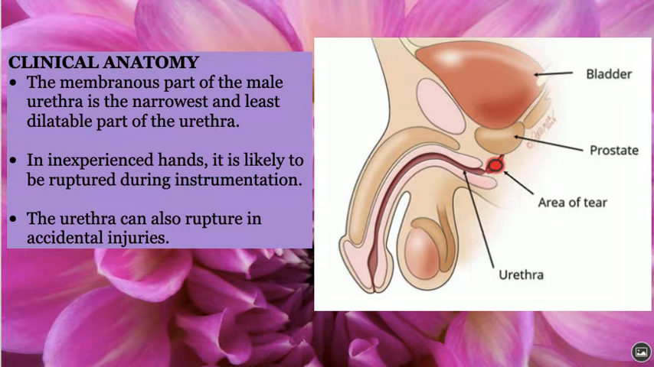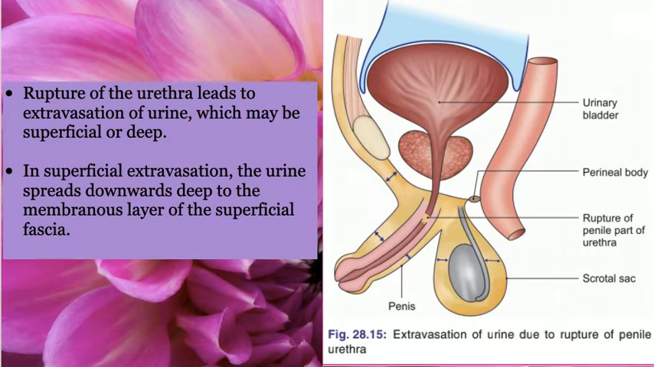Okay, so coming to a very important topic, that is the rupture of the membranous urethra. You can see that the membranous part is the narrowest and the least dilatable part of the urethra. In case of rupture during instrumentation, that is the placement of a catheter, and these injuries can also happen secondary to pelvic fractures. If there is rupture of the penile part of the urethra, the parts of the urethra we'll talk further on, this can lead to extravasation of urine.